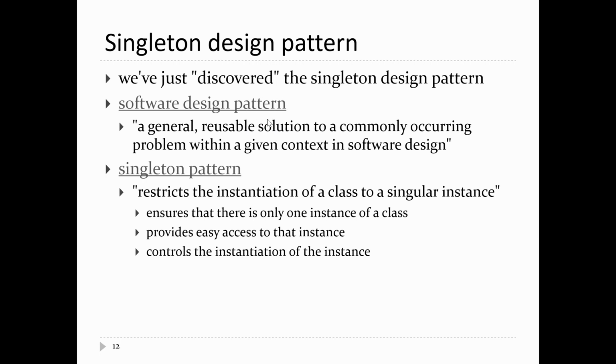A software design pattern, and this is quoting directly from Wikipedia, is a general reusable solution to a commonly occurring problem within a given context in software design. And so problems like, I only want one of these objects, occur with some regularity across many different programming problems. Patterns are supposed to be solutions that solve these commonly reoccurring problems.